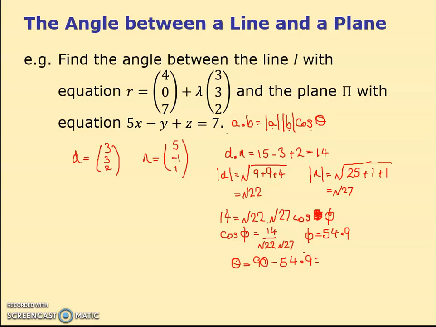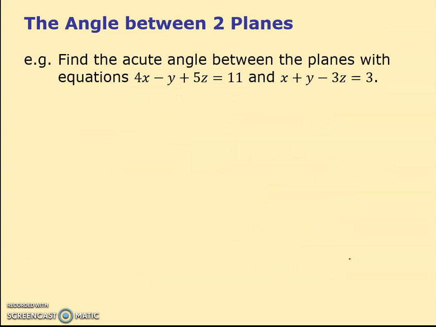Just don't want to make any daft mistakes at this stage. 35 and a bit. 35.1 degrees. Good. And that's the angle I hope this now says. 35.1. So the next one says the angle between two planes. Find the acute angle between these two planes.